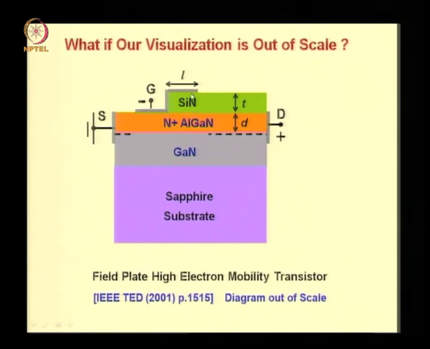Now suppose we want to model this effect of field plate. Let us concentrate on the layers of silicon nitride, aluminum gallium nitride and gallium nitride, and let us see the layer arrangement.